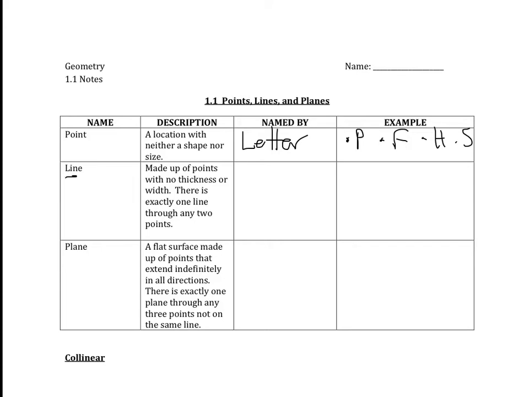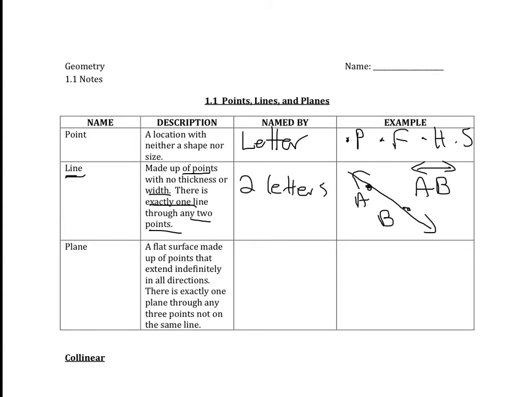A line is made up of a whole bunch of points, but there is no thickness or width. Through any 2 points, there is exactly one line. That means there can't be two, there can't be none. Alright, so we call that A, call that B. That would be named line AB. So it's usually named by 2 letters. Occasionally, it will be named by 1 letter depending on how it's labeled.